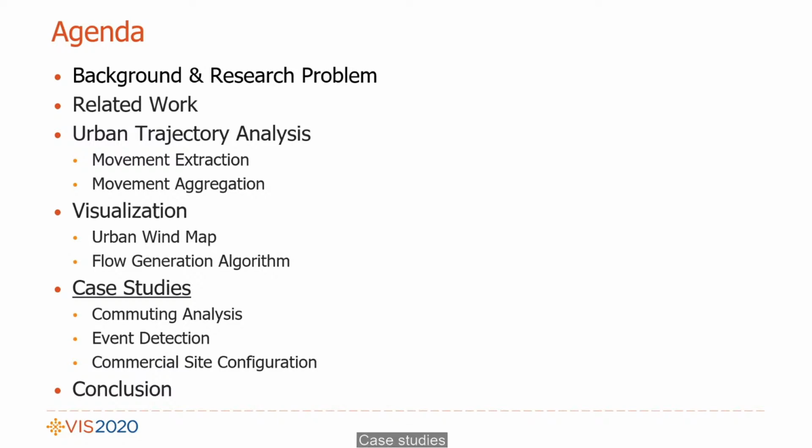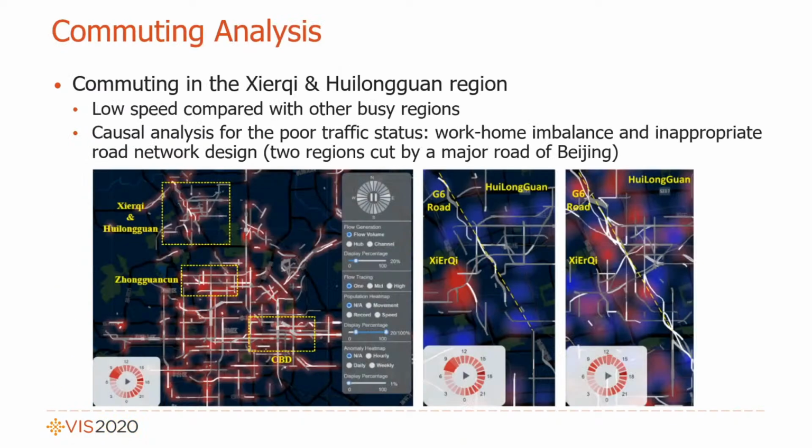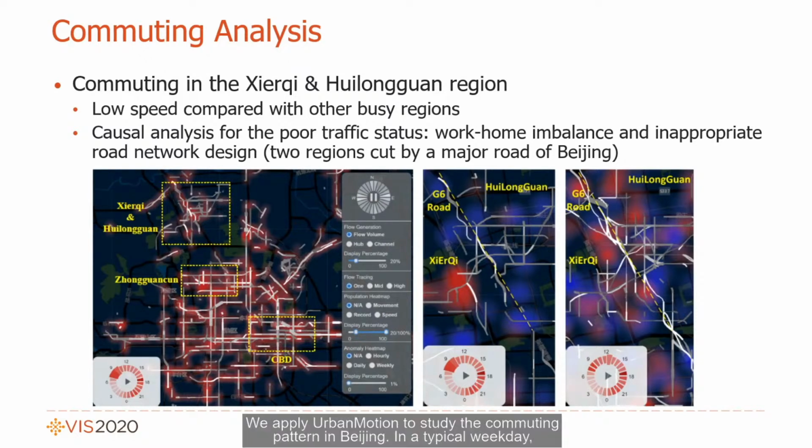Case studies. We apply UrbanMotion to study the commuting pattern in Beijing. In a typical weekday, the population movement in the morning period is visualized, as shown in the bottom left figure. There are several hotspot regions with large commuting flow. Notably, the Xierqi and Huilongguan region in the north has much dimmer flows, indicating lower speed and commuting.